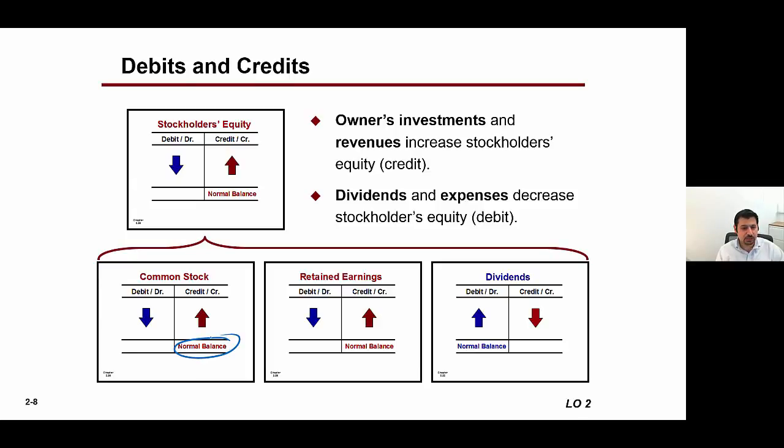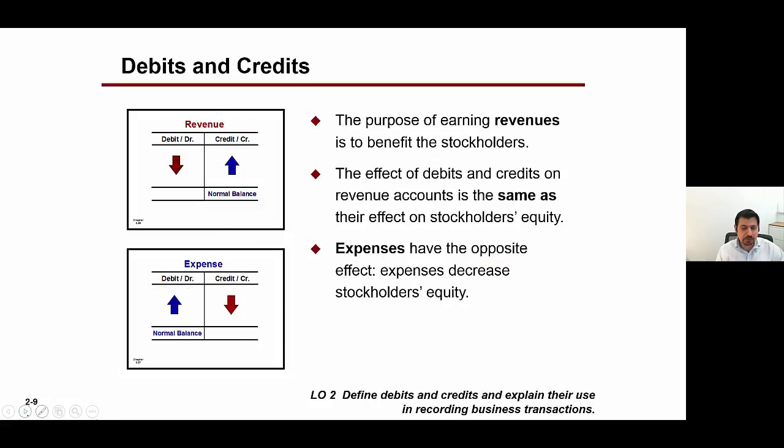Retained earnings are the same. Revenues are also the same. They have a normal credit balance. Dividends and expenses, because when they increase, stockholders' equity decreases, have the opposite effect on stockholders' equity, and as a result, they are debit accounts. This is what we were talking about regarding revenues and expenses.